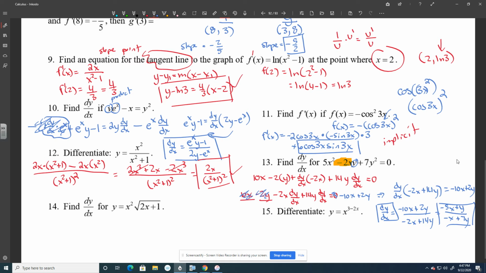So just be careful when you're looking at multiple choice. If it doesn't look exactly like yours, double check and see if maybe they just moved some things around. And really your answers are the same.